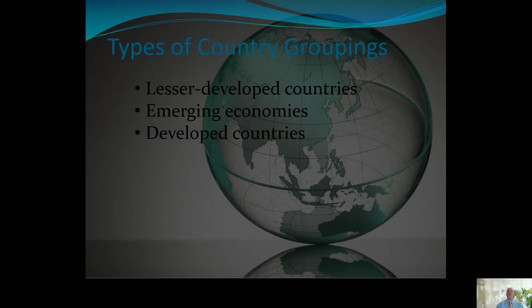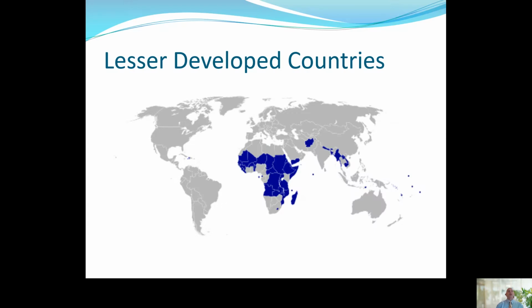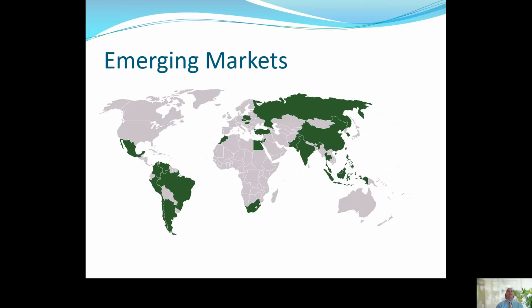If you'll remember, we talked about 3 different levels of development. The lesser developed countries were primarily centered in sub-Saharan Africa and a little bit in Southeast Asia. They tend to be those that have lower levels of economic activity. The emerging markets tend to be centered in Asia, as well as South America and even in Central America. These emerging markets are getting a leg up. They're beginning to rise on the economic ladder.